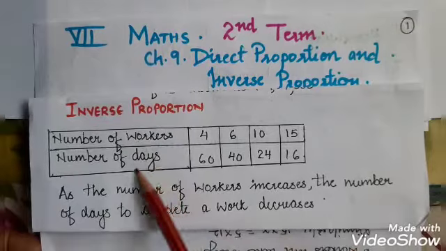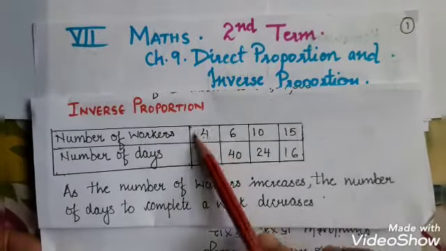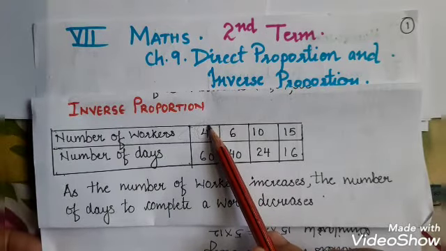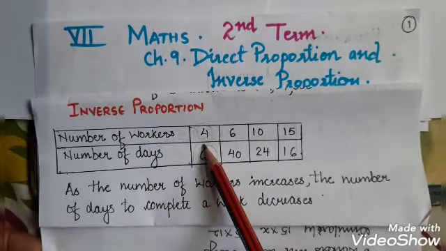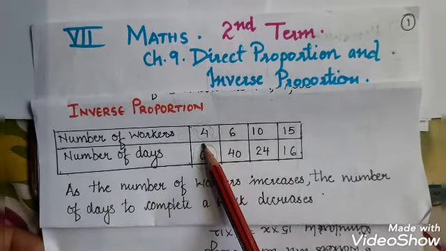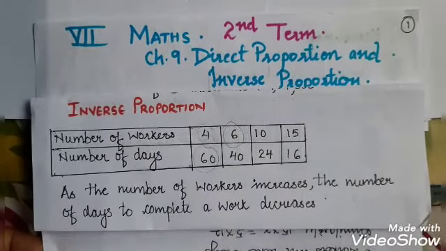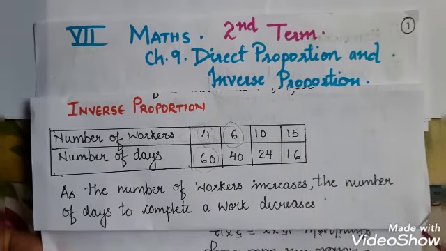Number of workers and number of days. Now here the number of workers is 4. When there are only 4 workers to do one particular task, they require 60 days to complete that work. Now the number of workers is increased. So the number of workers becomes 6.